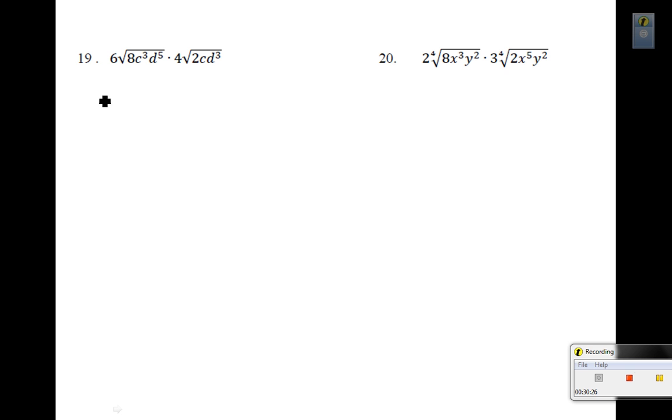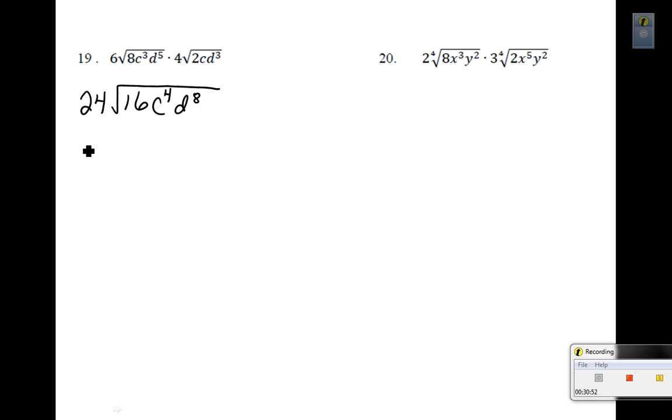6 times 4 is 24. Times the square root of, put all those together. 8 times 2 is 16. C to the, when we multiply, what do you do to your powers? Hopefully you remember from last chapter that we add them. So I got C to the 4th, D to the 8th.